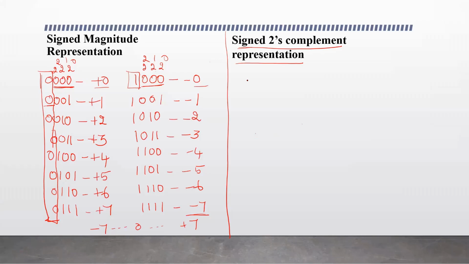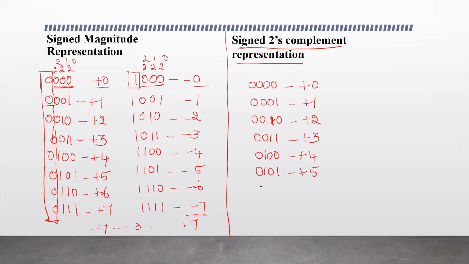Okay, with the magnitude. So here, if you see, 0 0 0 0 represents plus 0. 0 0 0 1 is plus 1. 0 0 1 0 is plus 2. 0 0 1 1 is plus 3. 0 1 0 0 is plus 4. 0 1 0 1 is plus 5. 0 1 1 0 is plus 6. 0 1 1 1 is plus 7.